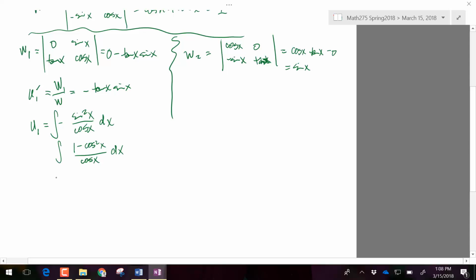So why don't we just continue on this way? There's a negative sign out here, or I could switch the negatives. So we have the integral of 1 over cosine x minus cosine squared x over cosine dx. And I think this is going to be secant x minus cosine x dx.